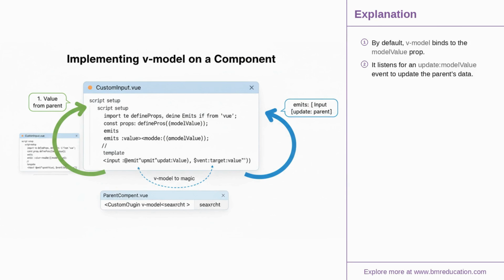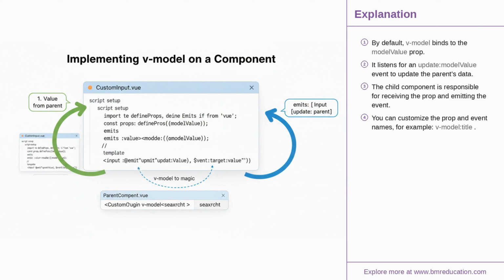So how does v-model work? By default, using v-model on a component is equivalent to passing a prop named modelValue and listening for an event named update:modelValue. The child component must declare the modelValue prop and emit the update:modelValue event with the new value. This makes your custom components work just like native input elements.